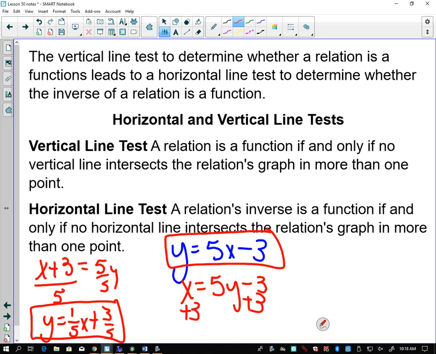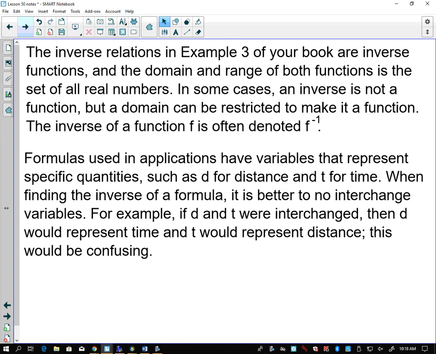Okay. So vertical line test. A relation is a function if and only if no vertical line intersects the relation's graph in more than one point. Horizontal line test, which is used just for the inverse. A relation's inverse is a function if and only if no horizontal line intersects the relation's graph at more than one point. All right, final slide.